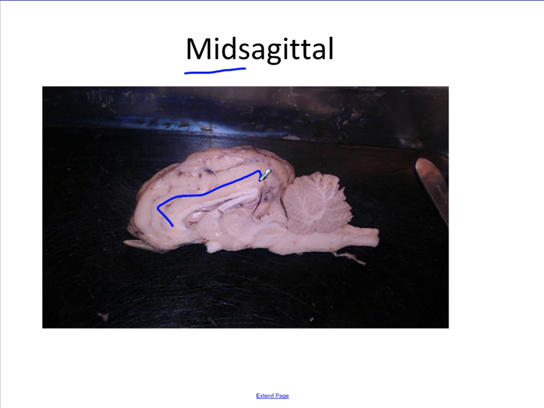Here's another perspective of the lateral ventricles. This right here is called the aqueduct of Sylvius, or the cerebral aqueduct. You couldn't see it in any of the other perspectives. That's an important structure to know when we talk about the ventricles of the brain and how cerebrospinal fluid circulates throughout the central nervous system.